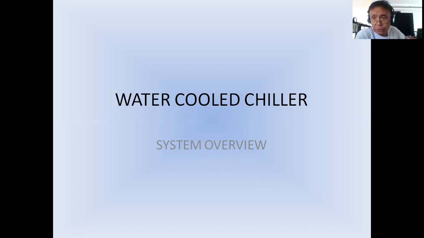Okay. Now, today, what I'm going to do is try to discuss water cooled chiller or chiller plant manager that control and monitor a water cooled chiller. Okay. Actually, there are two types of chillers. One is the air cooled chiller and the other one is water cooled chiller. Okay, now the only difference is in water cooled chiller there is a cooling tower to cool the water or to cool the condenser water.